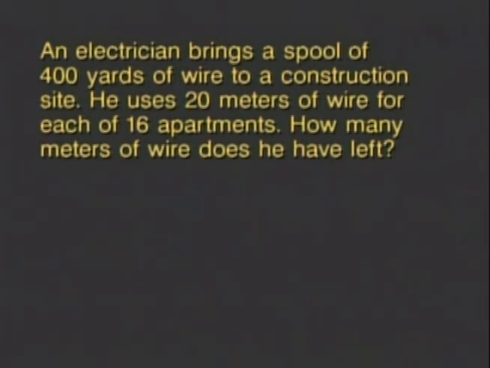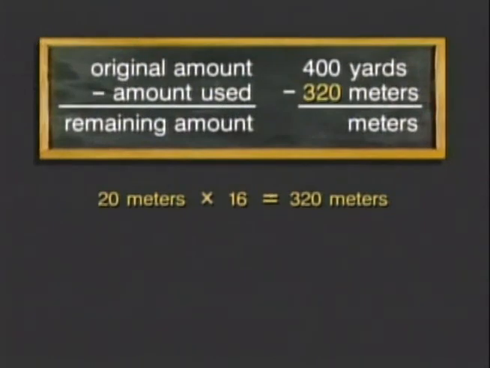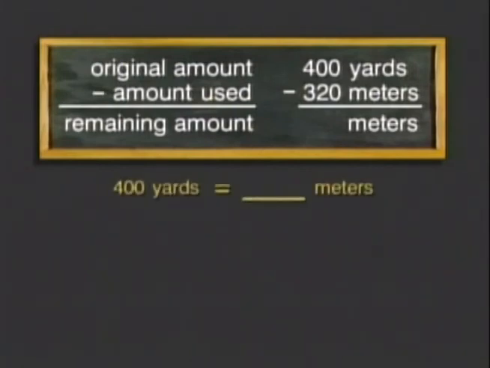We'll first find the amount of wire cut. The electrician uses 20 meters for each of 16 apartments. Multiplying these two amounts gives us the total amount used. 20 meters times 16 is 320 meters. We know the amount used is 320 meters, but we can't subtract this from the original amount until both amounts are in the same unit. We want the answer in meters, so we'll convert 400 yards to an equivalent number of meters.